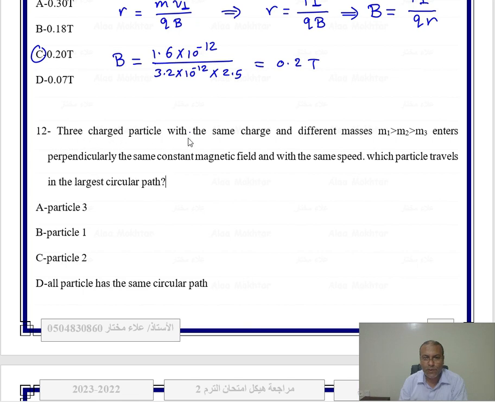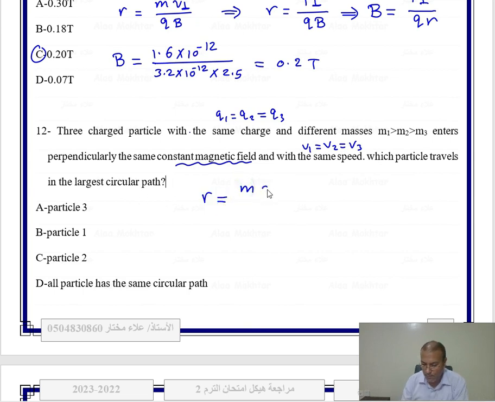Number 12. Three charged particles with the same charge, Q1 equals Q2 equals Q3, and different masses, M1 greater than M2 greater than M3, enter perpendicularly the same constant magnetic field, and with the same speed, v1 equals v2 equals v3. Which particle travels in the largest circular path?